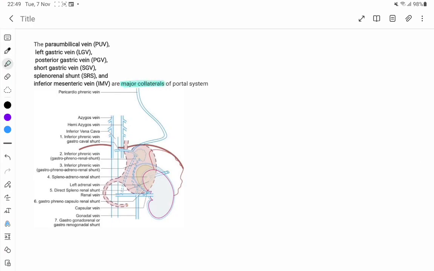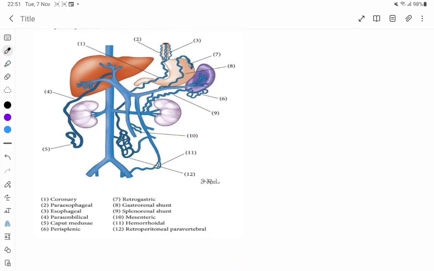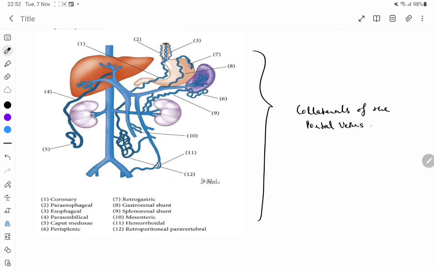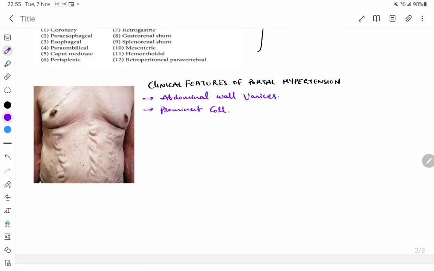Now understanding the major collaterals of the portal system. If we talk about the major collaterals of the portal system, they are 12 in number, as you can see: the coronary, paraesophageal, esophageal, paraumbilical, caput medusae, perisplenic, retrogastric, gastrorenal shunt, splenorenal shunt, mesenteric, hemorrhoidal, retroperitoneal, and paravertebral.